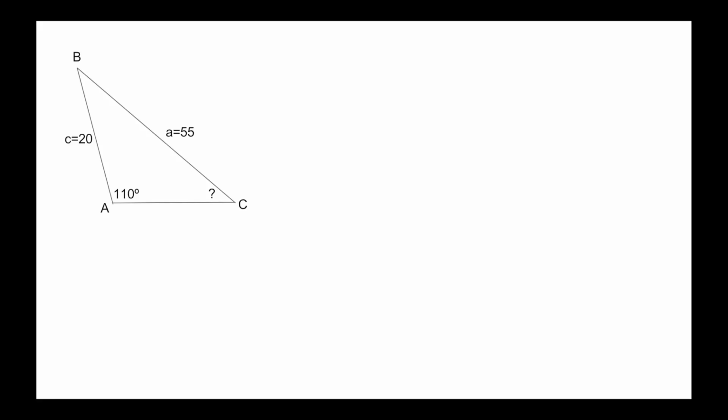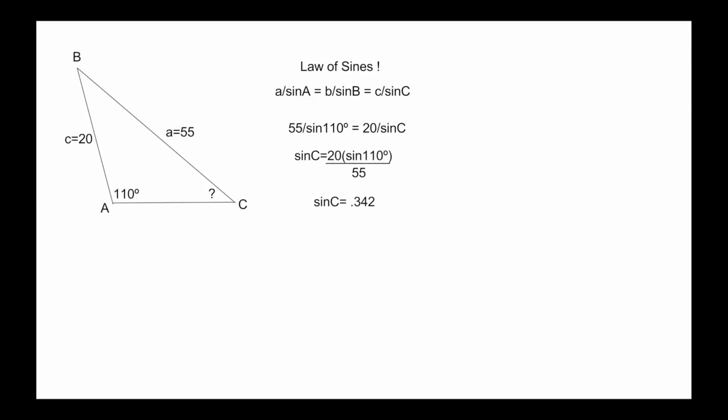Alright, so here we're given triangle ABC and some sides and angles. First off, we want to find the value of angle C, which you can do by the law of sines. I just plugged in the numbers for our side A and sine A, which equals 20 divided by sine C. Then we want to isolate sine C, which I did right there. It's going to make the equation look like this, and I get sine C equals 0.342.